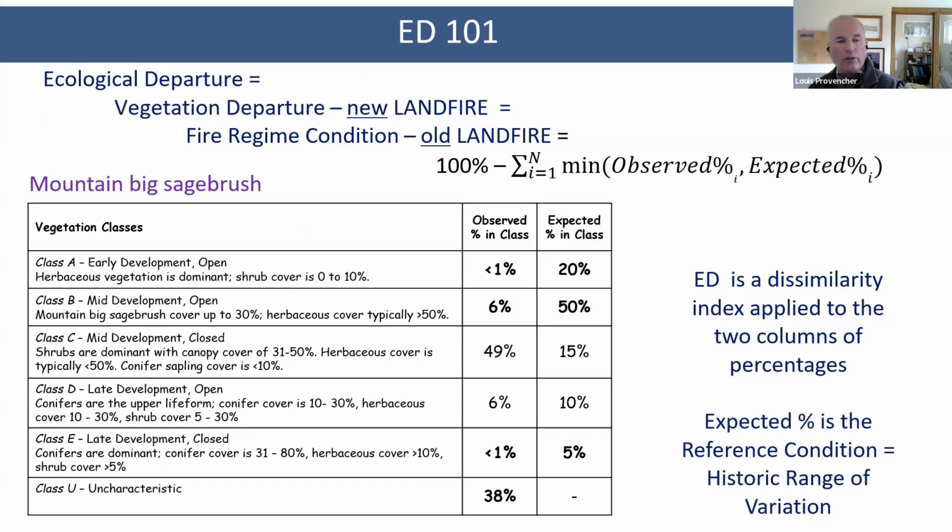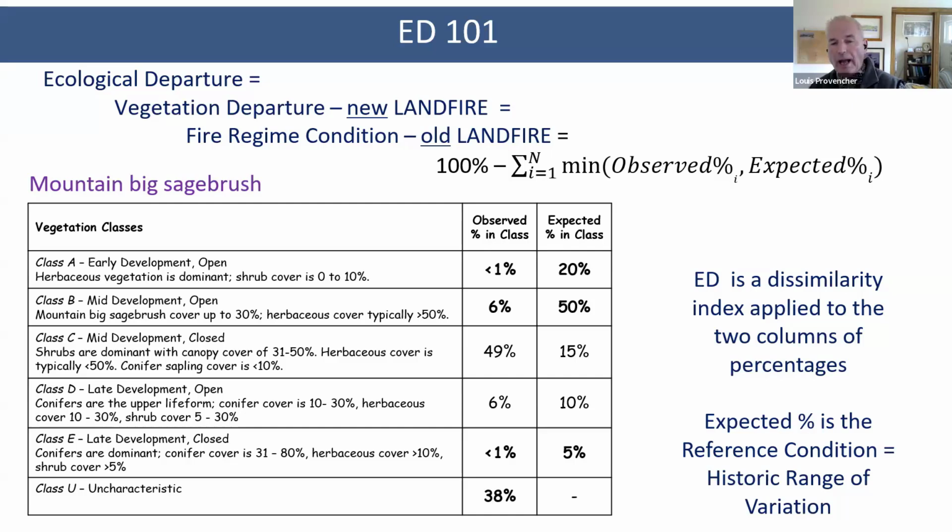I took mountain big sagebrush here, and I did the 5 succession classes. So I did specify the cover of shrubs, trees, and herbaceous stuff. These are mutually exclusive classes in one factor. We went out there and did the satellite imagery interpretation, and we did the models of the historic range of variability. So we got the reference. Expected is reference, and observed is what we got from the satellite.